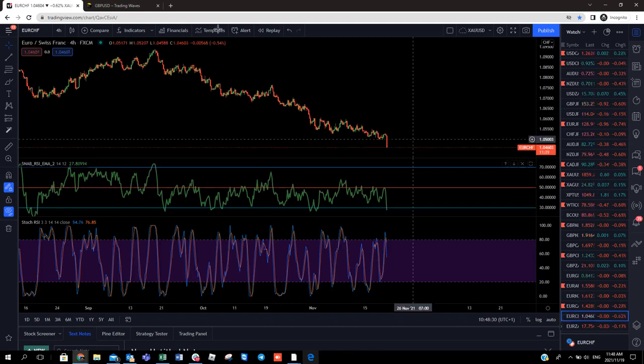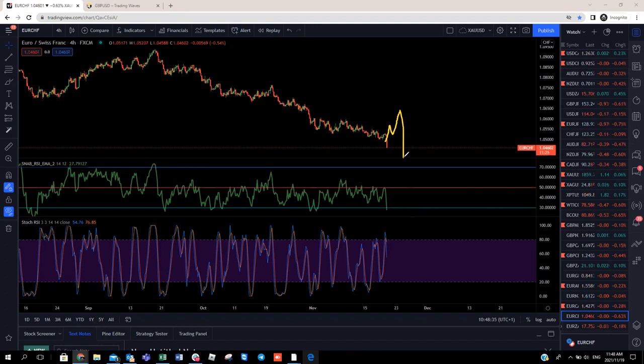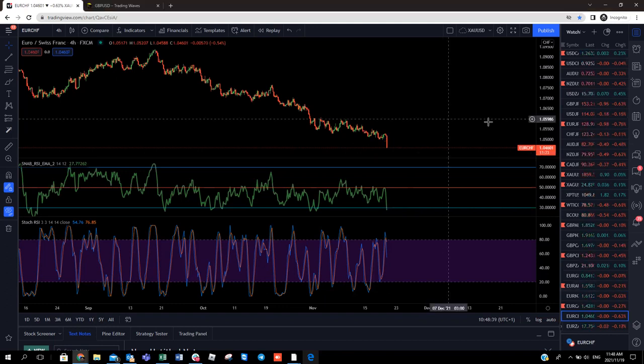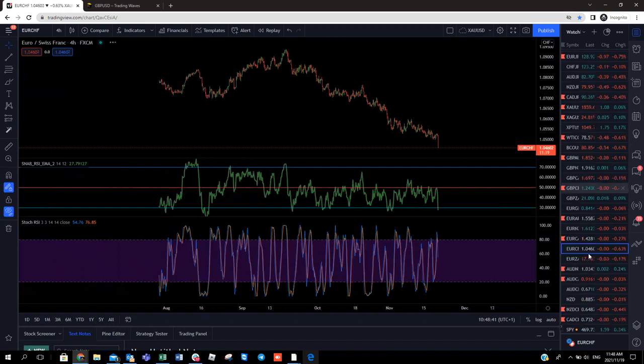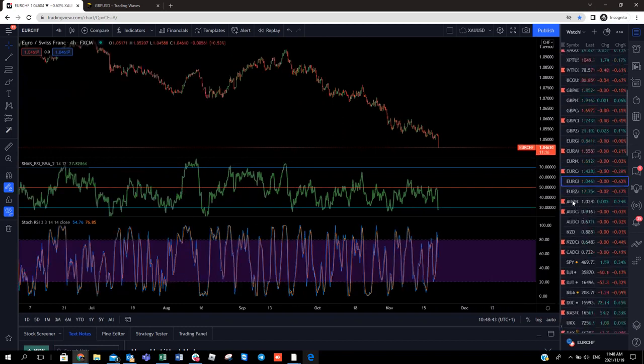EuroChief rather. Just like Pound Chief, continuation to the downside. We wanted this to give us a pullback for an entry. We did not get an opportunity for that. So we still look for that to continue lower. Those are the euros. Let's go to the crosses.